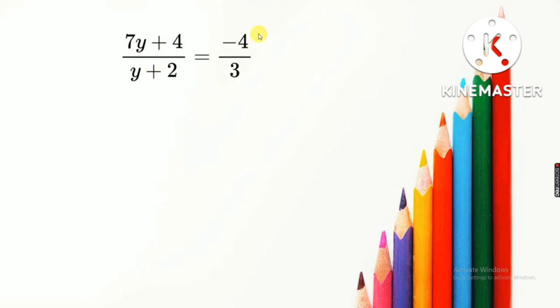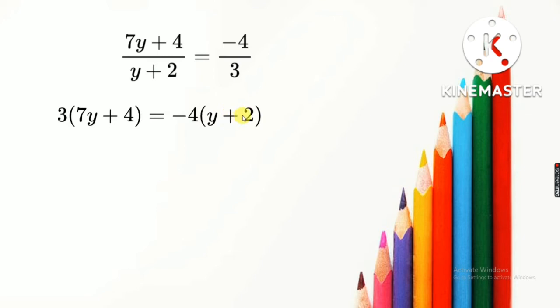When we transpose 3 to the left hand side, here it is in the division sign. When we shift it to the other side, it would be in the multiplication sign. So it would become 3 into 7y plus 4 is equal to minus 4 remains minus 4, and here we transposed y plus 2 to the other side. It is in the division sign, but when we transpose it to the other side, it would be in multiplication. So we got minus 4 multiplied by y plus 2.